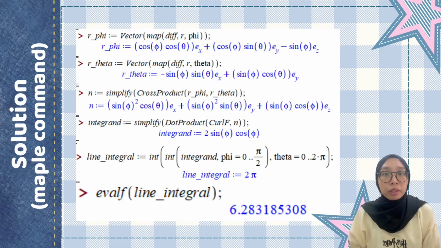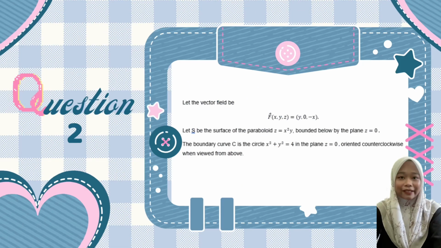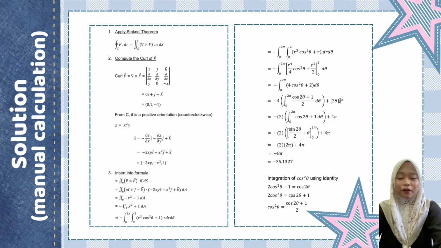Finally, set up the double integral over phi and theta using the integrand. Maple gives the result as 2 pi and the decimal value is approximately 6.28318. Next, this is the second question, which is question 2. Now, I will present the manual solution for question 2.